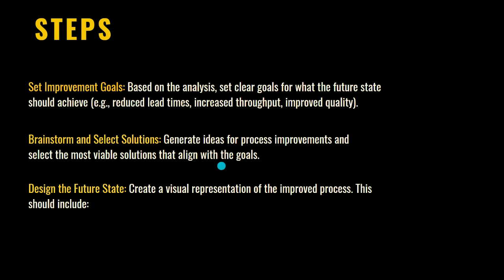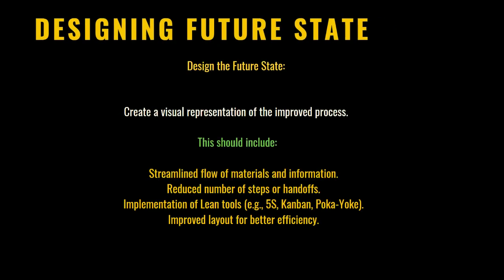You then can brainstorm and select solutions. This is where we're going to generate ideas for process improvement and select the most viable solution that aligns with the company's goals. And then we're going to design that future state map where we're going to create a visual representation of our process. Now, in designing your future state map, we're going to create a visual representation of the process. This visual representation should show a streamlined flow of materials, reduce the number of steps or handoffs in the process. Maybe you want to consolidate your efforts and blend two steps into one, right?